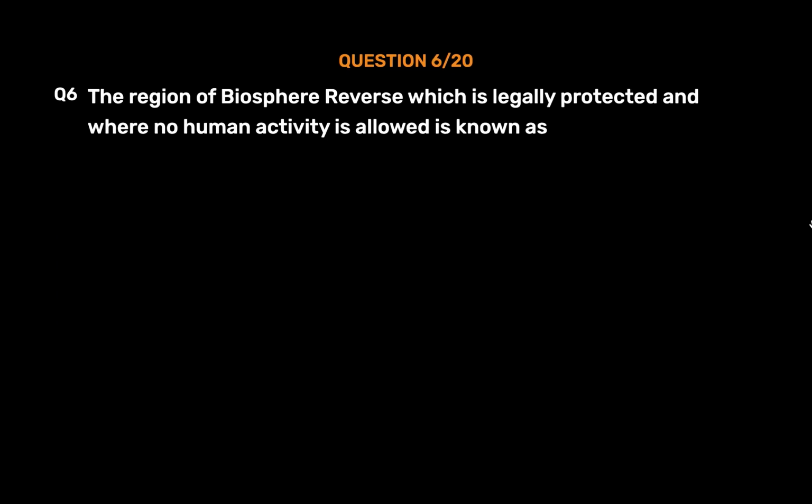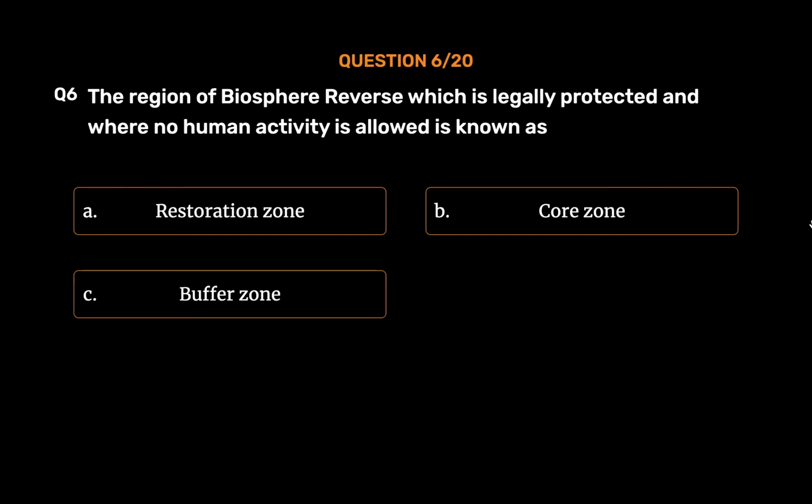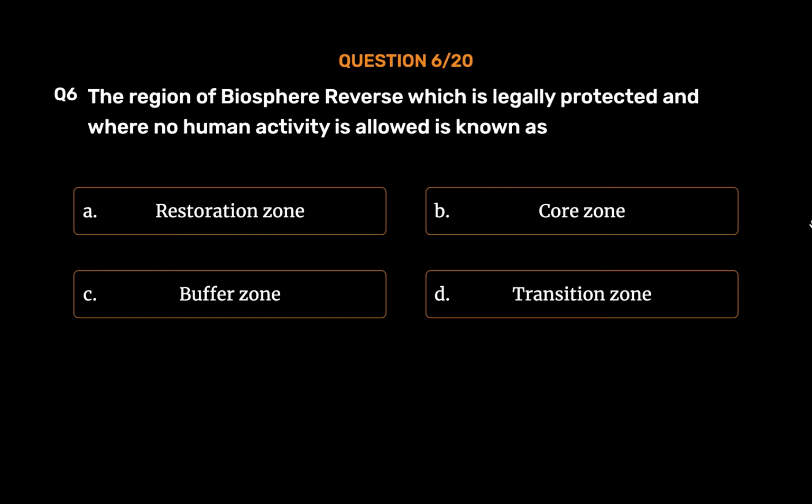Question number 6. The region of Biosphere Reserve, which is legally protected and where no human activity is allowed, is known as Option A. Restoration Zone. Option B. Core Zone. Option C. Buffer Zone. Option D. Transition Zone. The correct answer is Option B.